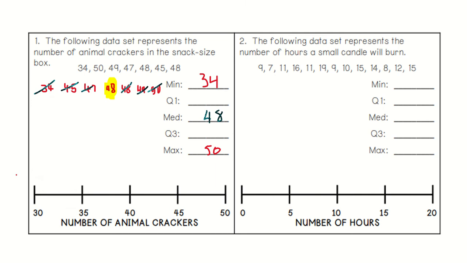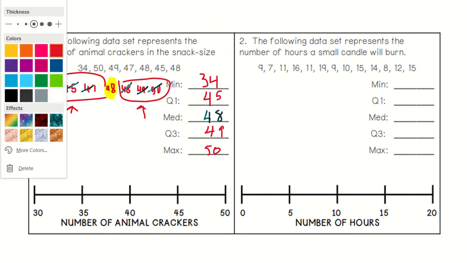Quartile 1. So for quartile 1, you look from the median, you look on this side, and you pick the one that's right in the middle. That would be the 45. And then on the other side of the median, you look at the one that's right in the middle, that would be the 49. Okay, so those are the 5 numbers.